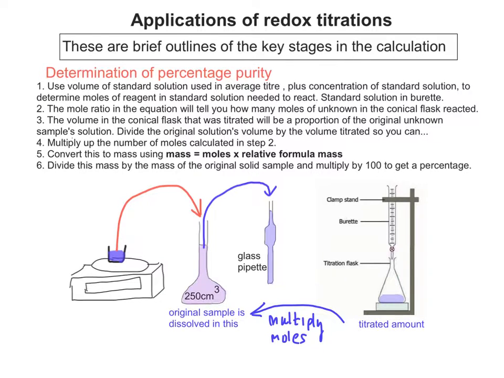So you have to multiply the moles in your titrated amount up to compensate for the number of moles that are actually present in your original sample. You convert the moles in the original sample into mass, then divide that mass by the mass of your original solid sample, which is that amount, and you multiply it by 100 to get a percentage. That gives you the percentage purity.